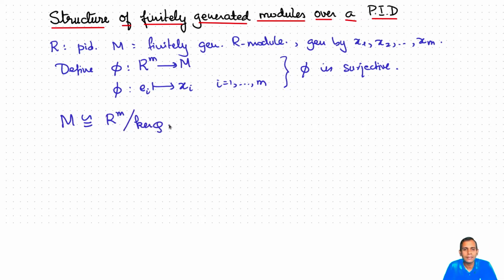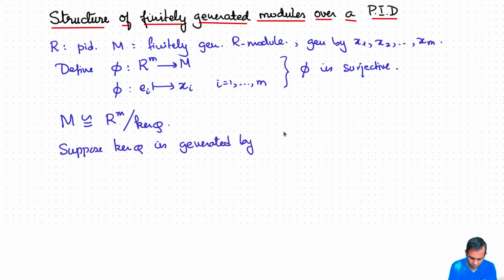Now, the kernel of P is a submodule of R^n, and since R is a principal ideal domain, it's also a Noetherian ring, and therefore the kernel of P, being a submodule of a finitely generated R module, is again finitely generated. So let's say the kernel of P is generated by vectors, let's call them v1, v2, ..., vm. So these are vectors in R^n. I'm going to think of them as columns.